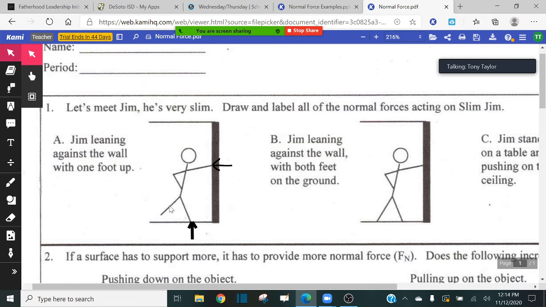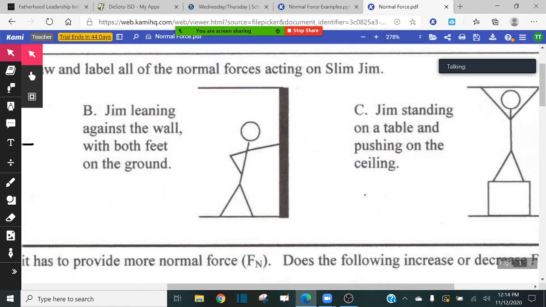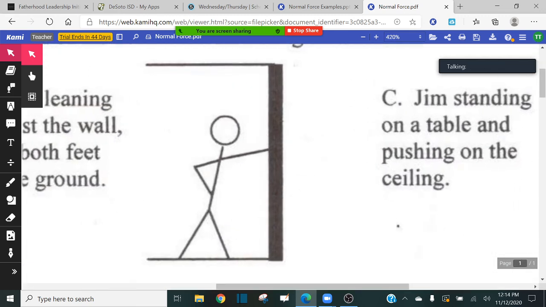Okay. So let's look at B here. In situation B, it says Jim is leaning against the wall with both feet on the ground. So the question is, guys, how many normal forces do you think we have here? Look at how many surfaces of contact we have. Anyone? Come on, guys. Would it be 3? Yes. Thank you, Courtney. We're going to have 3 normal forces because there's 3 surfaces of contact.